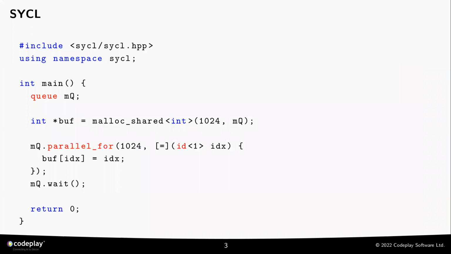Right. So this is a very simple example of a SYCL program. The main point to take here is just that the kernel that is executed on the specific device is marked as a function that is being passed to the parallel_for function.